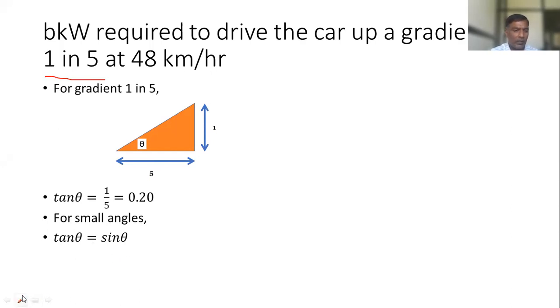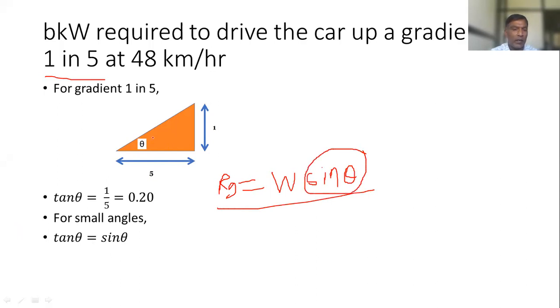Why are these values required? So this Rg is equal to W sin theta. For this, sin theta is required. How to find out? Just by taking tan of this angle. Tan theta is equal to opposite divided by adjacent side. Accordingly, we get 1/5, which is equal to 0.20. So tan theta is equal to 0.20. It is not necessary to find out theta. Tan theta is equal to sin theta, that you can write directly. Okay.